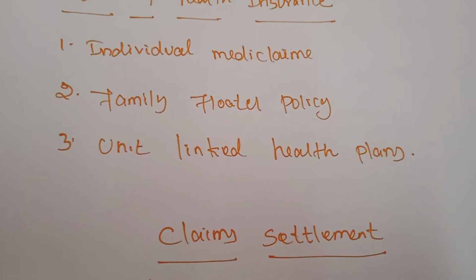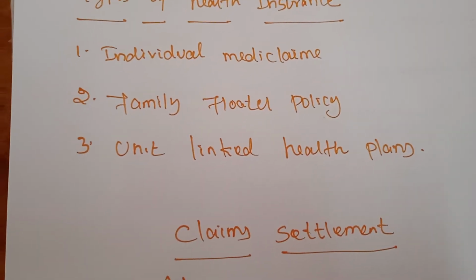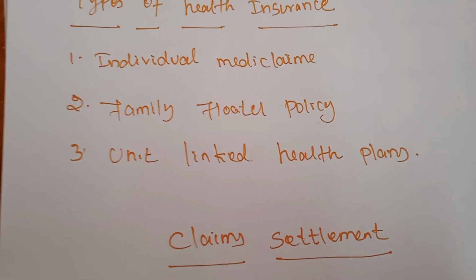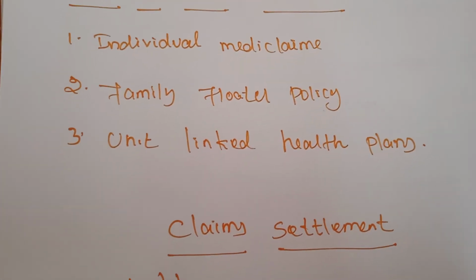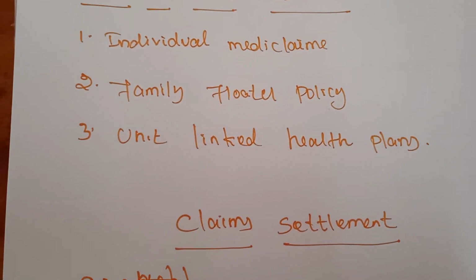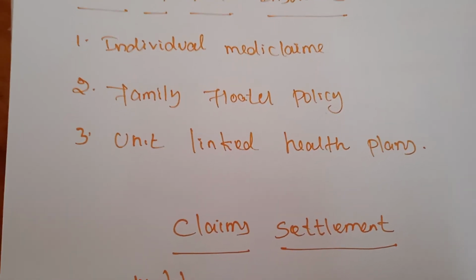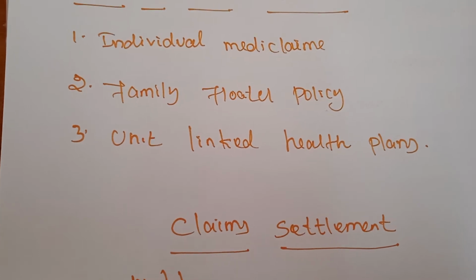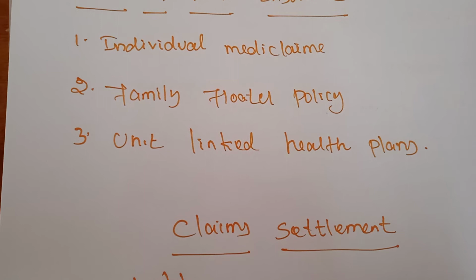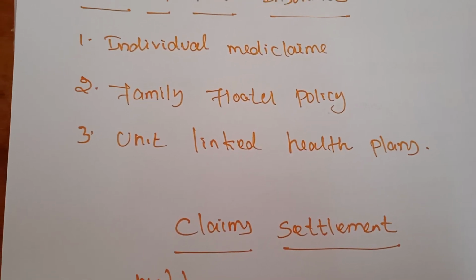Next, unit linked health plans. This policy combines health insurance with investment and pays back an amount at the end of the insurance term. The health insurance provides two ways of coverage. First, it will provide the medical expenses. So on the basis of unit linked health plans, the insurance company covers the expenses of hospitalization, nursing home bills, and doctor services.